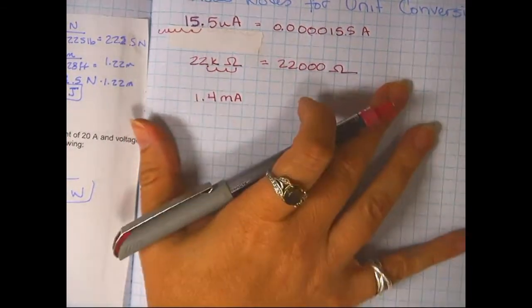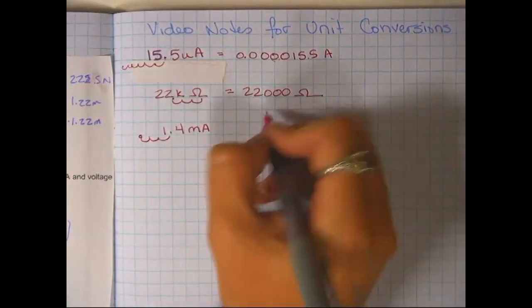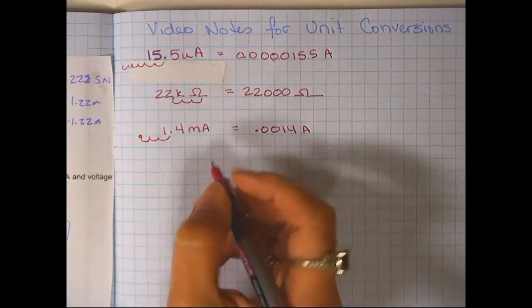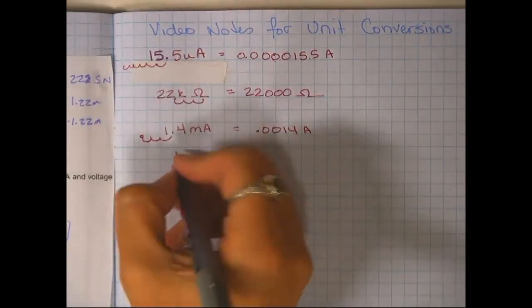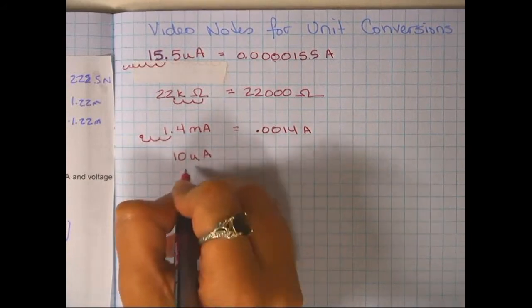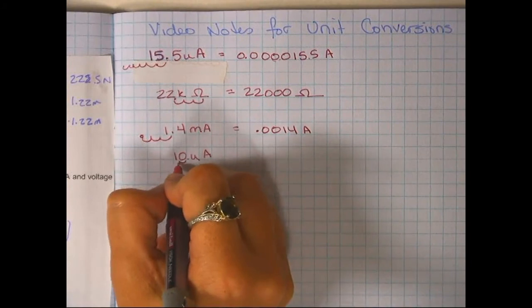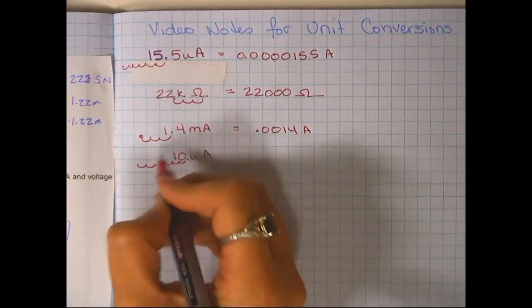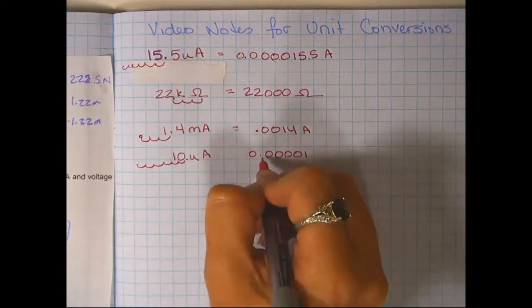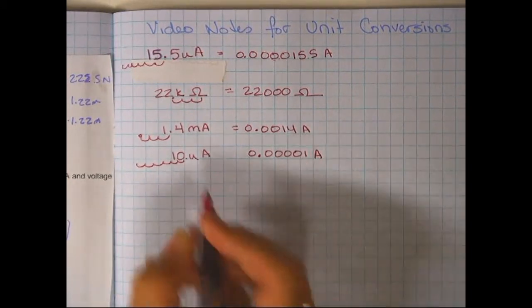The next one is 1.4 milliamps. Milli is a small one, so I need to move this way. 3 for milli. So this is going to be 0.0014 amps. Next, 10 microamps. Move it over. We said micro was 6. Starting right here, 6 over. So that's going to be 4 zeros and a 1. If I want to put the extra 0 there, I can. Amps.